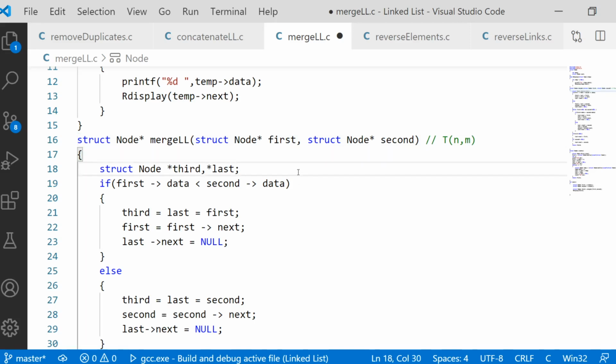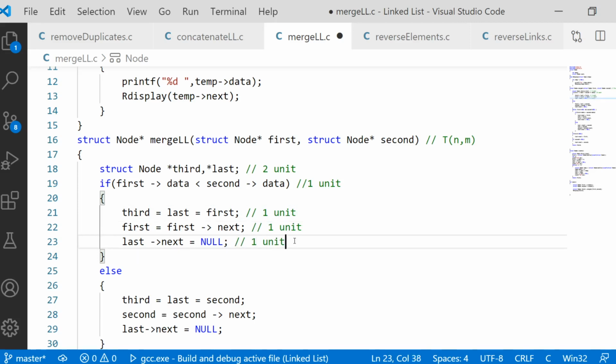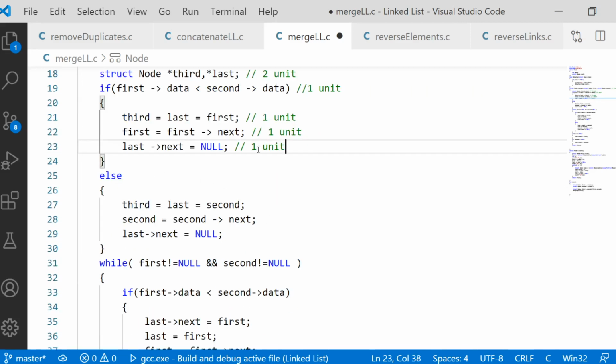Now taking this first line, how much unit space will be taken? 2 units of space for taking 2 pointers. For checking this condition, it will be 1 unit time. For doing this assignment, 1 unit. For this assignment, it is 1 unit time. For this assignment, it is 1 unit time. In the else part also, 3 lines, each and every line will be taking 1 unit at any cost. So let it be 1 unit each.